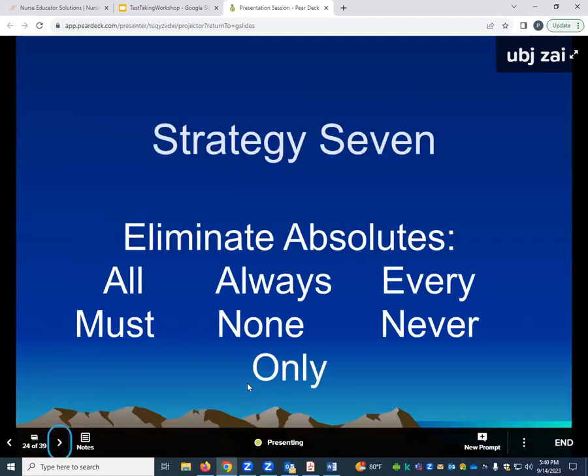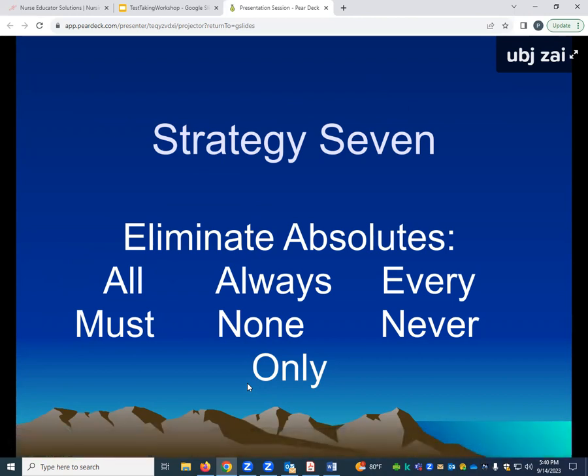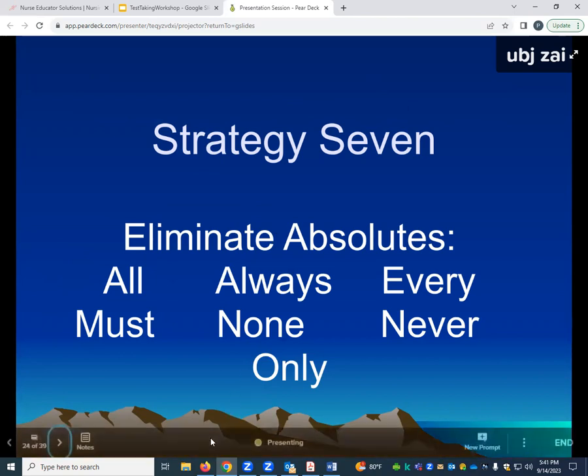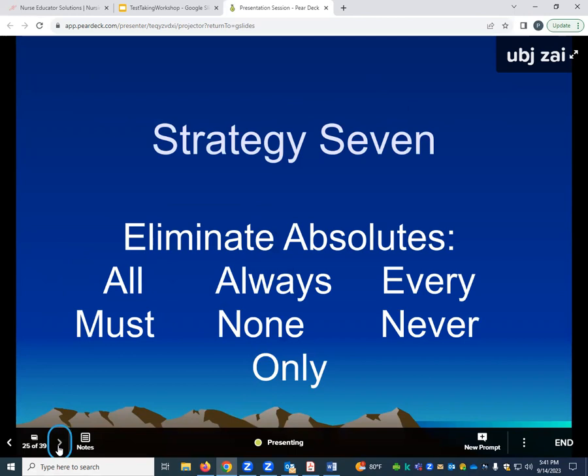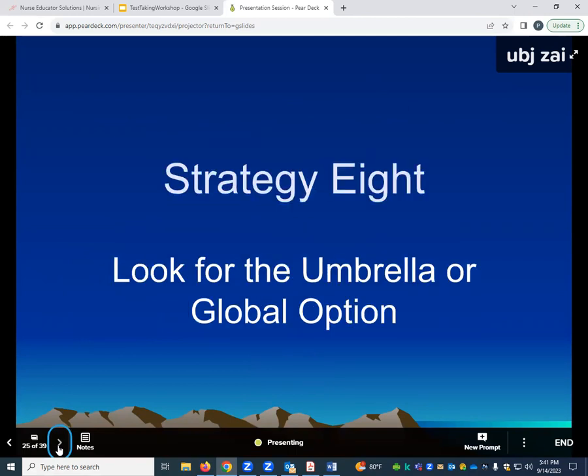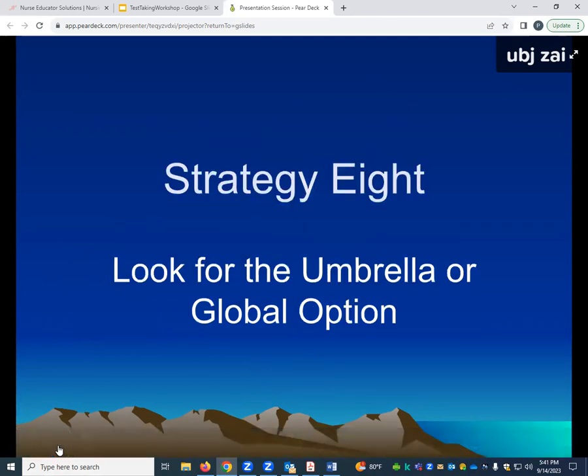Eliminate absolutes. Sometimes you've got it down to those 2 kind of good looking responses, but one of them will have one of these absolute words: all, always, never, only. That will tend to make an answer incorrect. So avoid the absolutes. Look for an umbrella or global option.